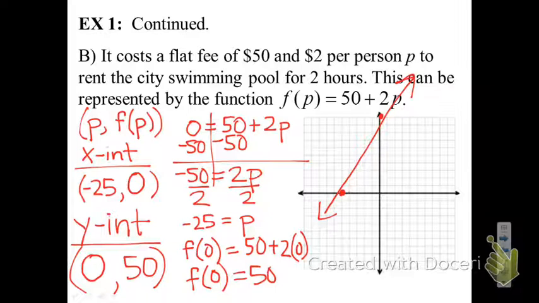I'm going to show you on the whiteboard. What happens for all of these values? Are they making any profit right here? No, because we've got a flat fee of $50 and $2 per person to rent the pool for 2 hours. So after how many hours are they actually going to be making money?